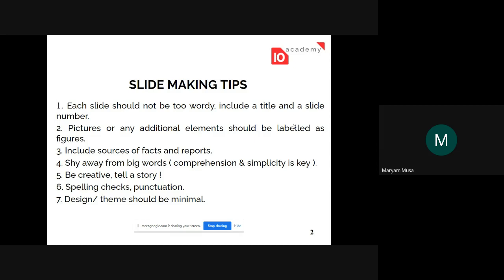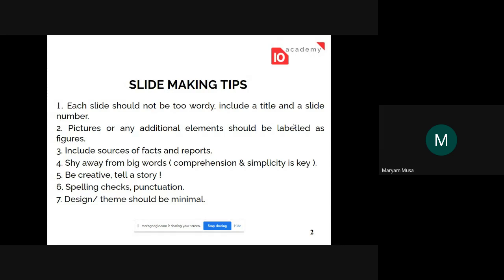Also, shy away from big words. Inasmuch as the whole concept of the technology application might be technical, we also want you to shy away from big words. We don't want a situation where someone reading your presentation has to check a dictionary every 2 minutes or thereabouts. Comprehension and simplicity is key, and you want to be able to comprehend whatever you're saying in your presentation.